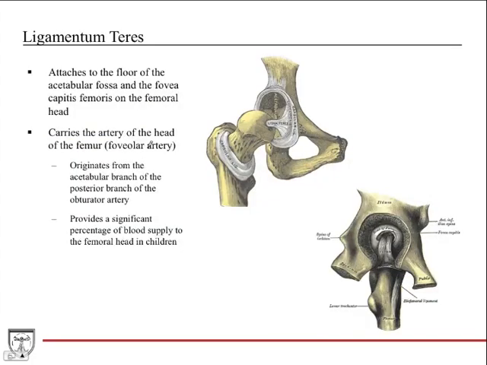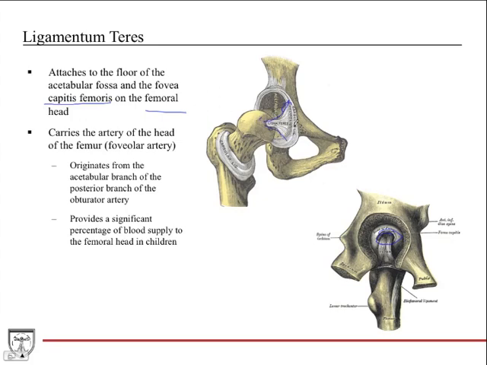Ligamentum teres. So this attaches to the floor of the acetabular fossa, and you can see that here. This would be a lateral view of it. And the fovea capitis femoris on the femoral head. So as you can see here, it comes out from the floor of the acetabular fossa, and then it attaches to the head of the femur here.